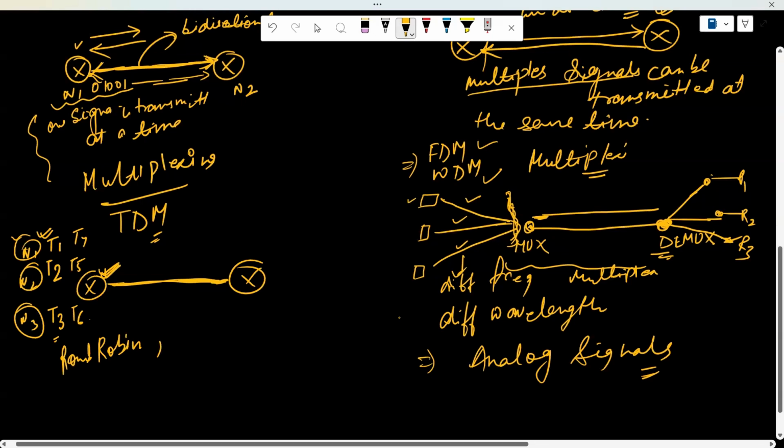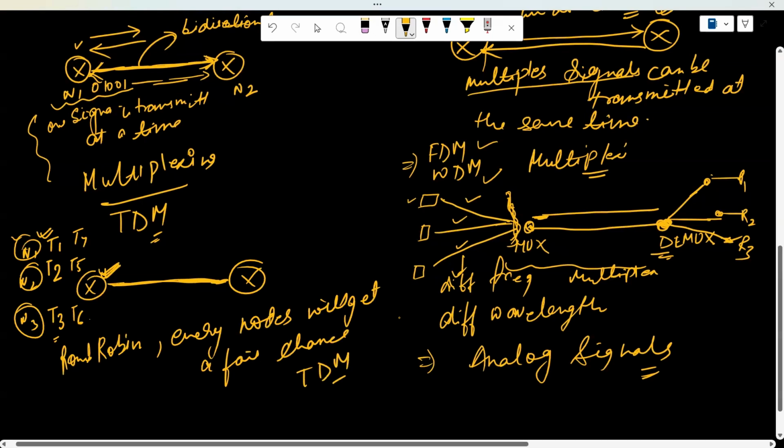Where every node gets a fair chance to transmit a signal if we are using TDM, time division multiplexing. That means at T1, this node will send a signal from this node to this node.